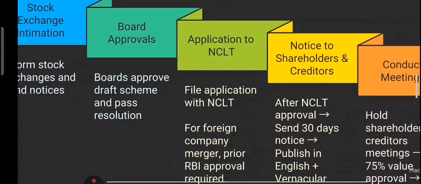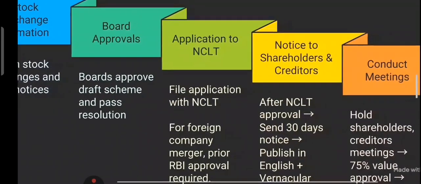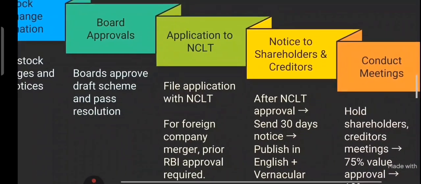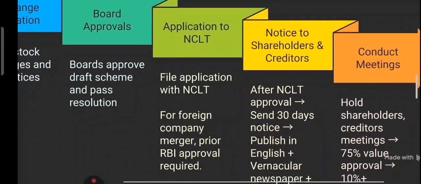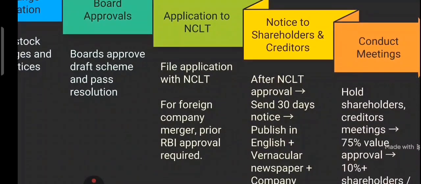Then we have application to NCLT. Next, a formal application is filed with the National Company Law Tribunal. For a foreign company merger, prior approval from RBI is also required. What is NCLT? National Company Law Tribunal. For foreign company merger, prior approval from RBI is also required.